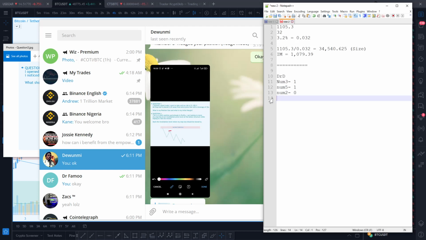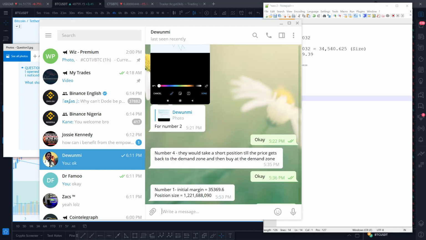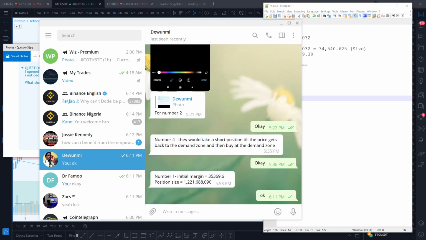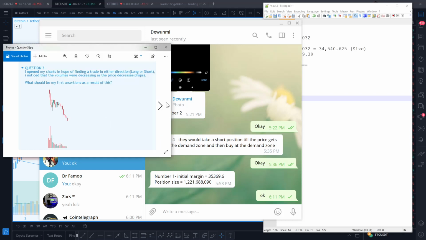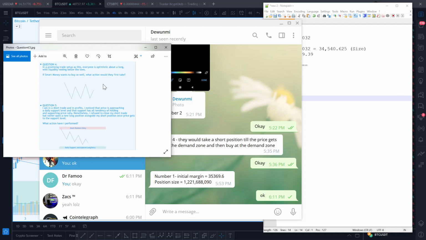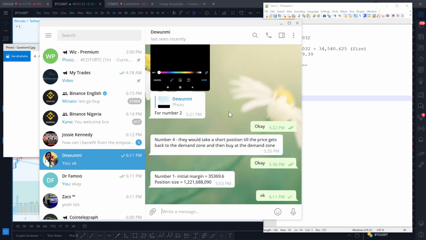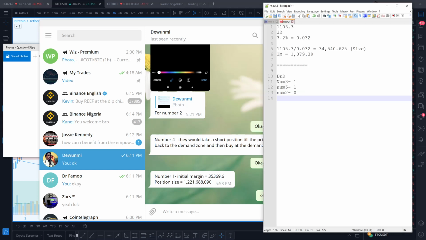So we still have number 1 and 4 to go. Number 4, they will take a short position till the price gets back to the demand and then buy. What is the question on number 4 again? Okay, smart money. Yeah, that is right. I want to take a short position. That is correct. So number 4, he has 1 point there.